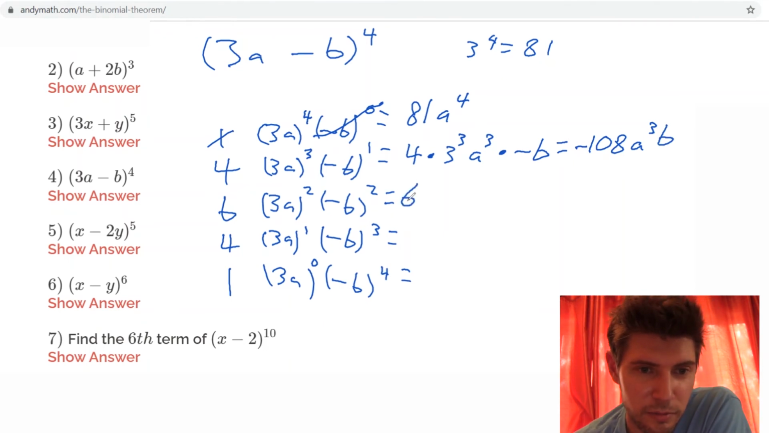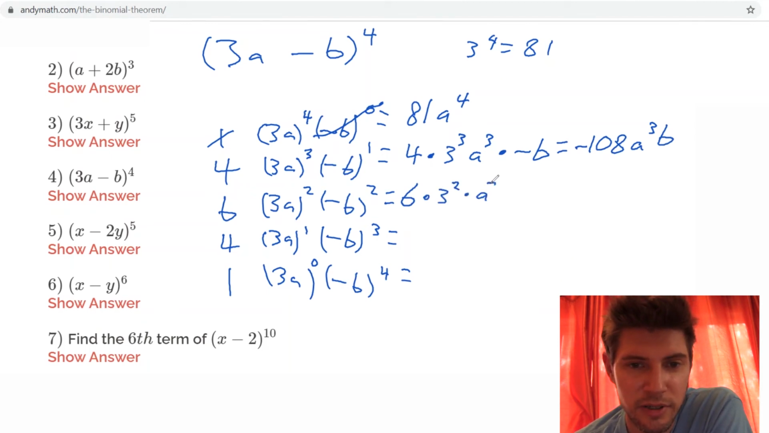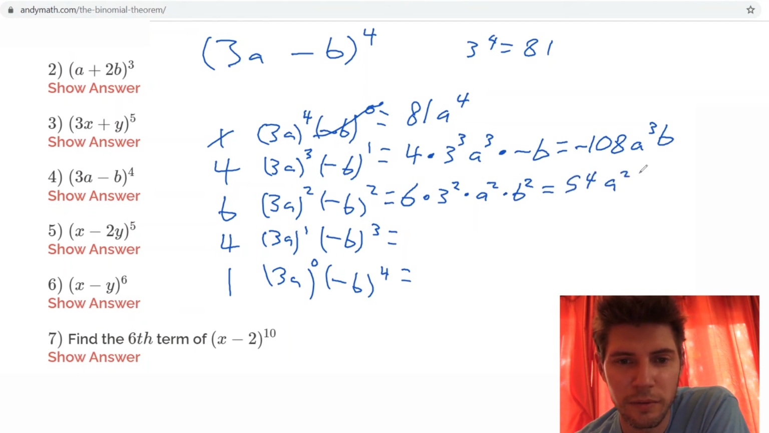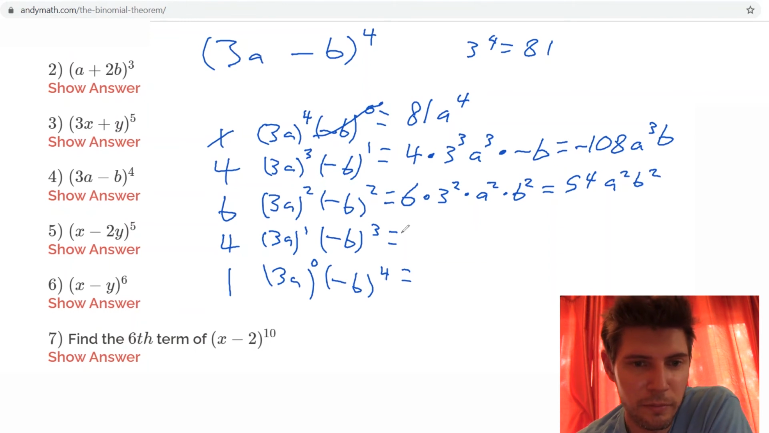Now we do the next term. Bring the 6 over, times 3 squared times a squared, and then this negative squared becomes positive, so it goes away. So it's just going to be times b squared, and that can simplify. 3 squared is 9 times 6 is 54, so we have 54 a squared b squared. That's the third term. 2 more terms to go.